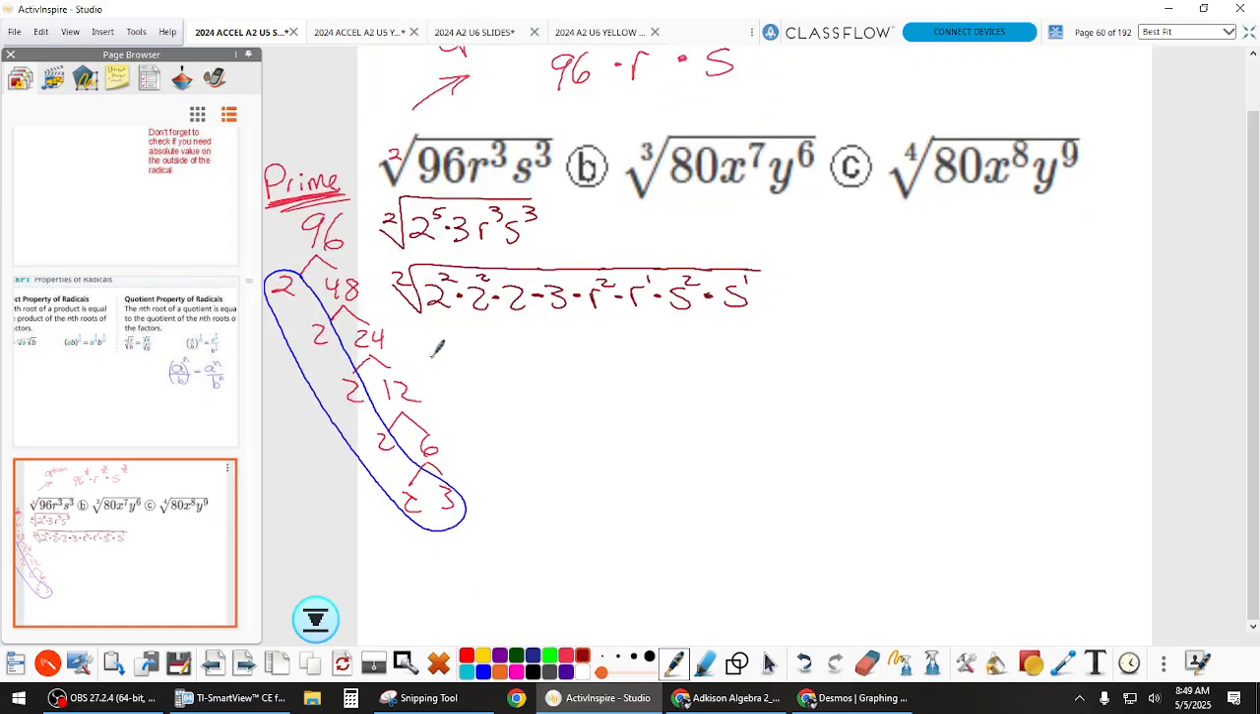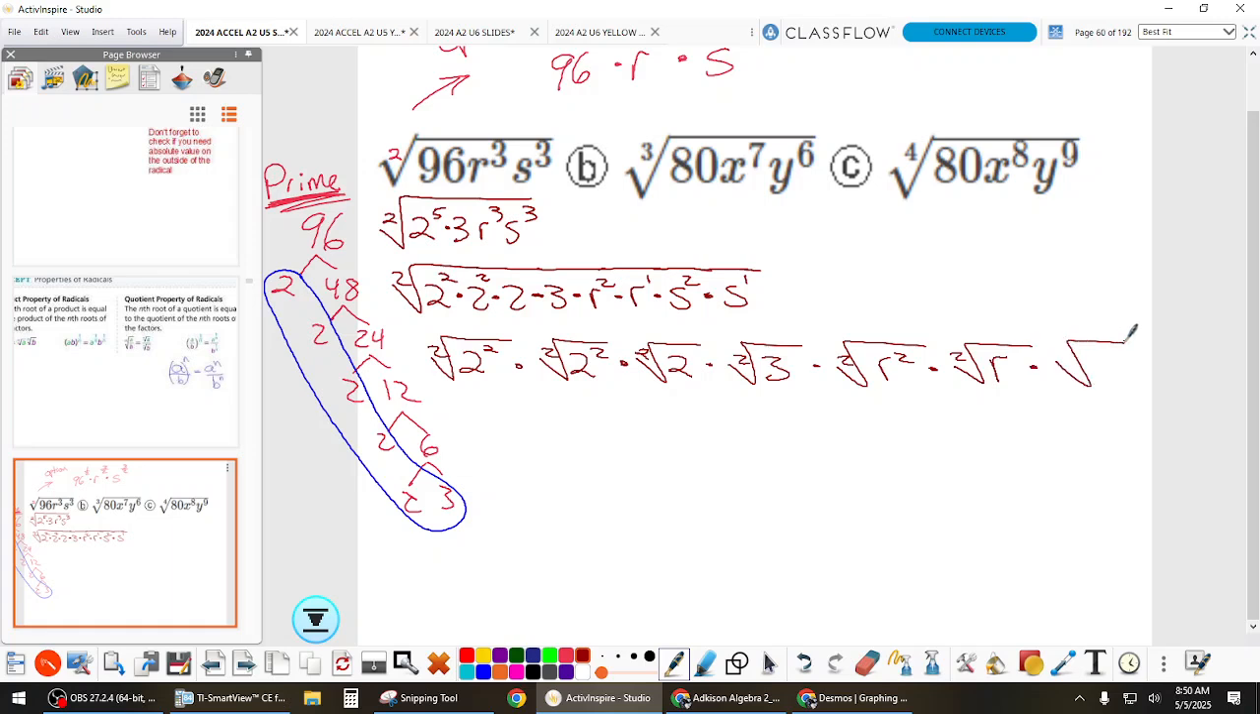If I use my properties of radicals, this becomes that, and that, and that. I don't need the 2, but I'm just doing it for this one. I didn't realize this was gonna take the whole way across. If we use the property of radicals, we can rewrite this whole thing that way.